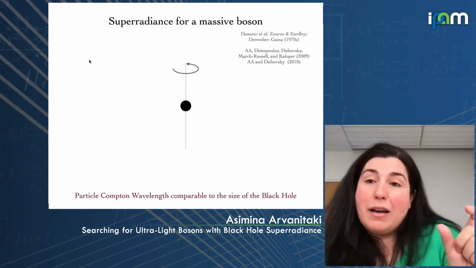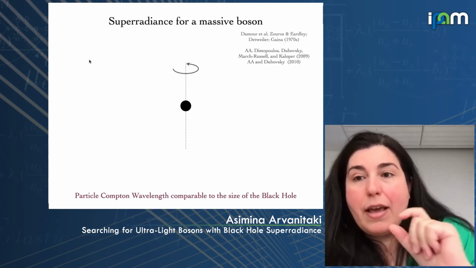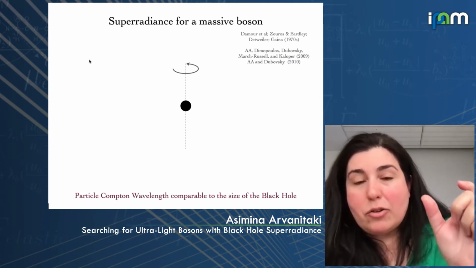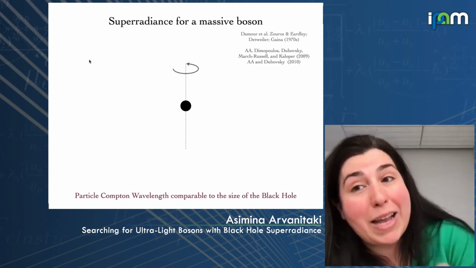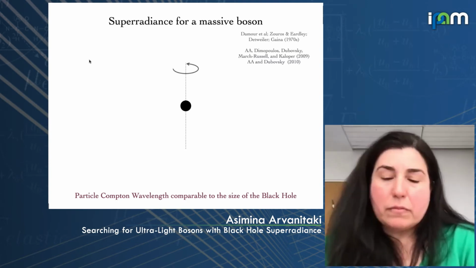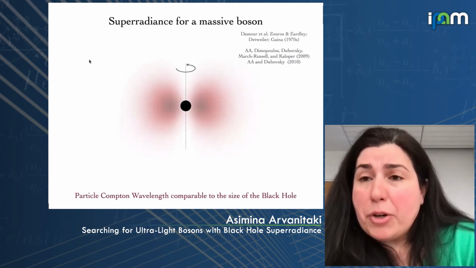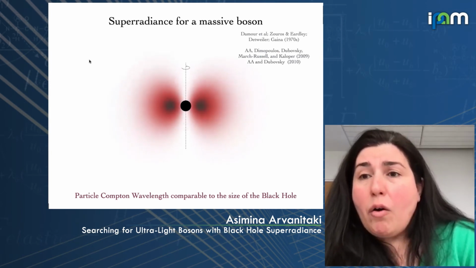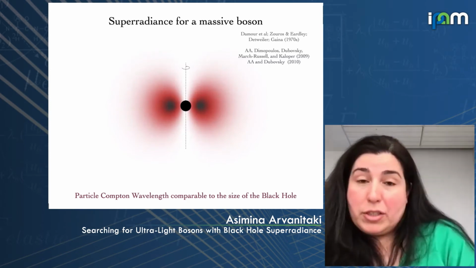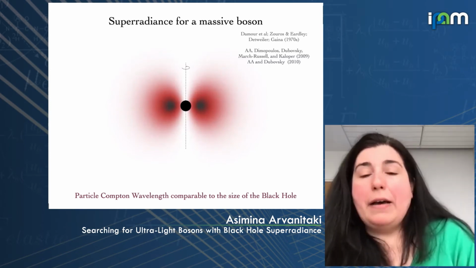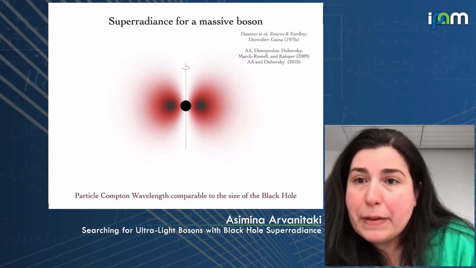So if you have a black hole that's rotating, and there is a particle that has a Compton wavelength that's similar to the size of the black hole, it doesn't have to match the size of the black hole, then what you will see happening is that you will have exponential growth of the occupation number of particles in a bound state around the black hole. And the black hole will spin down, okay?